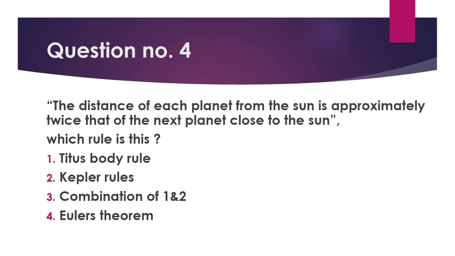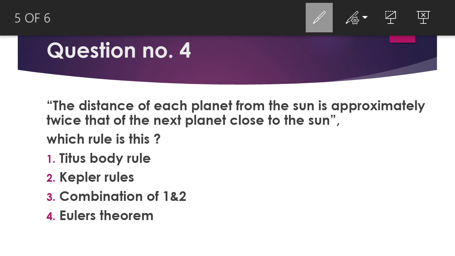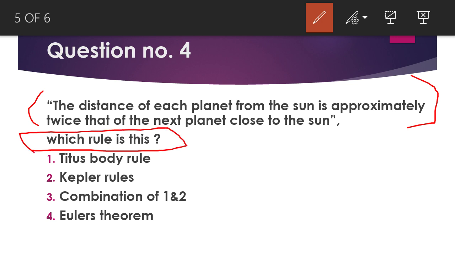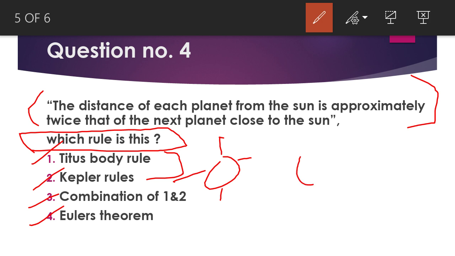Now fourth question is, distance of each planet from the sun is approximately twice that of the next planet close to the sun. Which rule is this? So this is a rule and it is asking the rule name. And options are Titius-Bode rule, Kepler's rule, a combination of the two, Titius-Bode rule and Kepler's rule, and finally Euler's theorem. So what the rule is saying, just imagine this is our sun and we have several planets, 1, 2, 3, these are the planets. So it is saying that the distance of each planet, let us take this planet. Okay, so the distance of this planet, let us consider it is y.